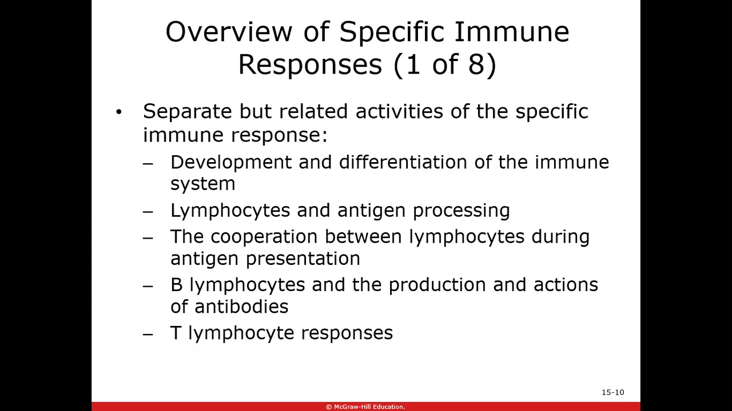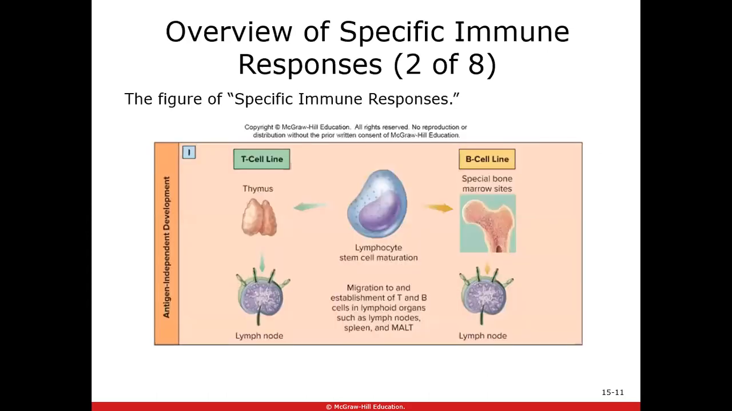Here's an overview of the specific immune responses. These are separate but related activities of the specific immune response. First, you have development and differentiation of the immune system, the lymphocytes and antigen processing, the cooperation between lymphocytes during antigen presentation, and we'll go over all of these in more detail. Then we talk about B lymphocytes and the production and action of antibodies, and then T lymphocyte responses.